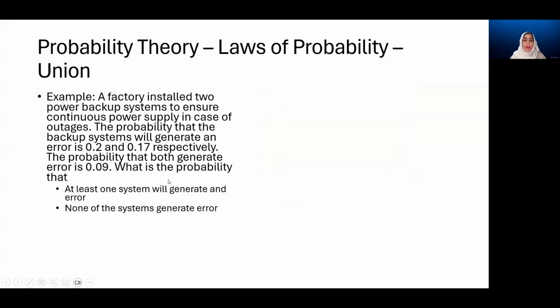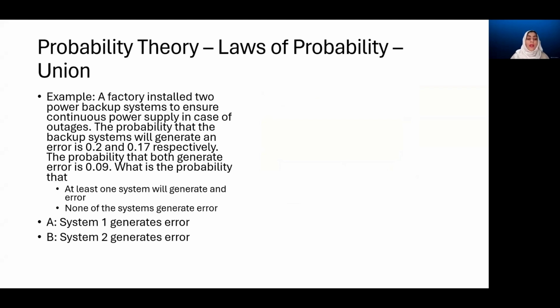A factory installed two power backup systems to ensure continuous power supply in case of outages. The probability that the backup systems will generate an error is 0.2 and 0.17 respectively. The probability that both generate error is 0.09. Now we're required to find out the probability of the event that at least one of the systems will generate an error. We define event A as the event that system 1 generates error and B as the event of system 2 generating error. Now we need to find out the probability that at least one of the systems will generate error, which corresponds to A union B.